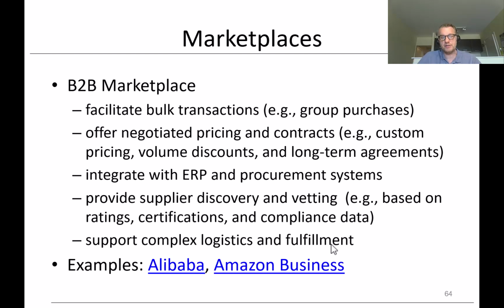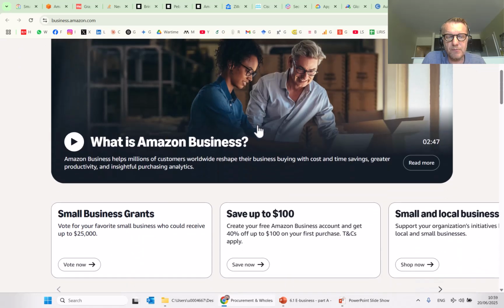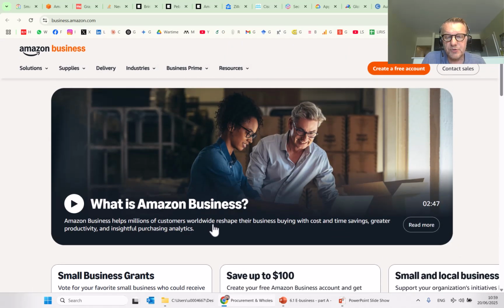The idea is also to provide facilities to discover new suppliers and vet them. Vet them means to carefully investigate suppliers and to see whether they're trustworthy, to see whether they're good suppliers. Not only suppliers, but sometimes also buyers, usually based on ratings, certifications, and compliance. Supports also complex logistics and fulfillment. There are various examples, Alibaba, Amazon Business, and here you can see Amazon Business is a B2B marketplace. It helps millions of customers worldwide reshape their business buying with cost and time savings, greater productivity, and insightful, very important, purchasing analytics, as it states.